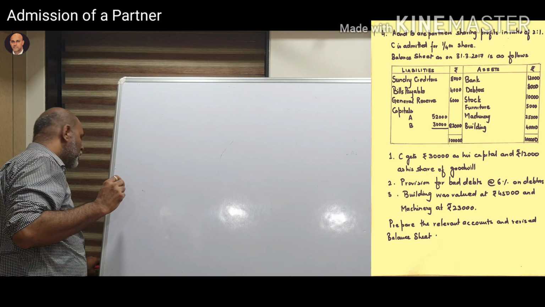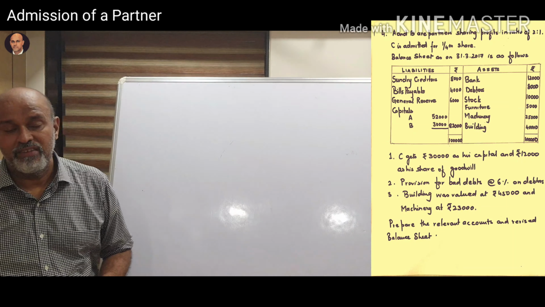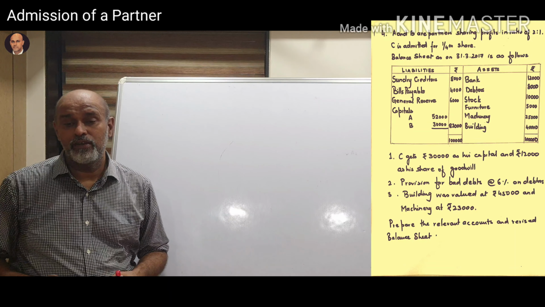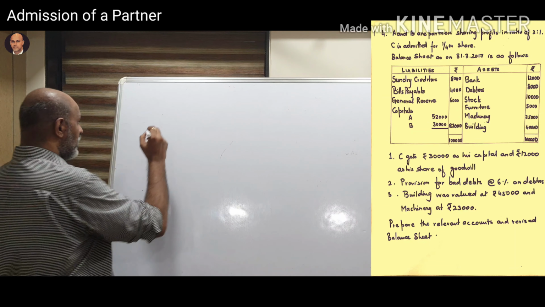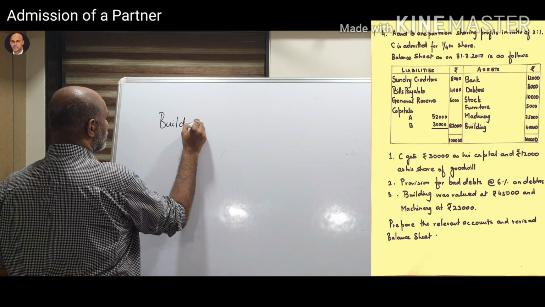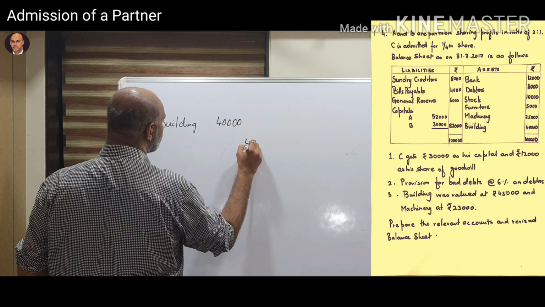Okay, from here I go to the next adjustment. They tell building was revalued at 45,000. What is the value of building first? The value of building was 40,000. Okay, building, the value was 40,000. Okay, they are telling the new value of building is 45,000.